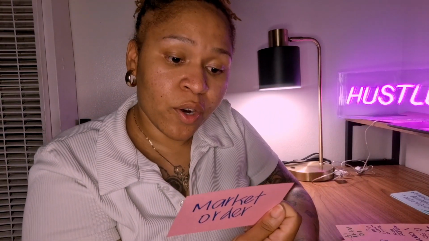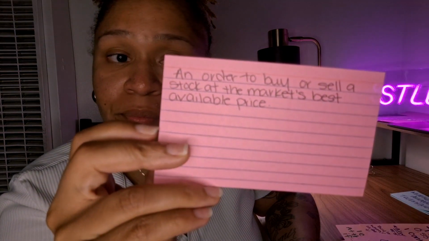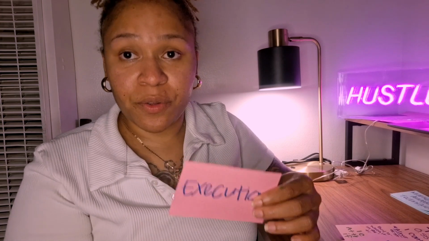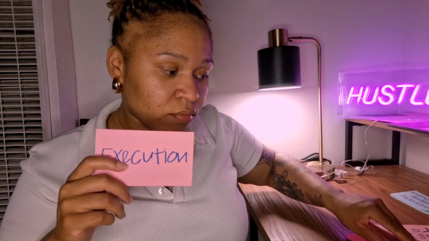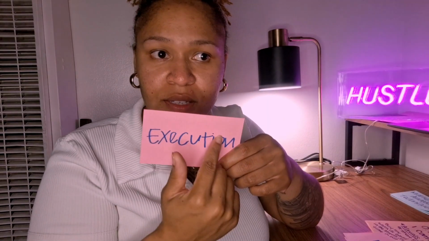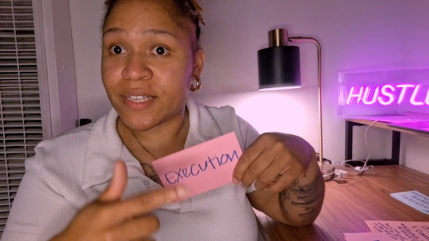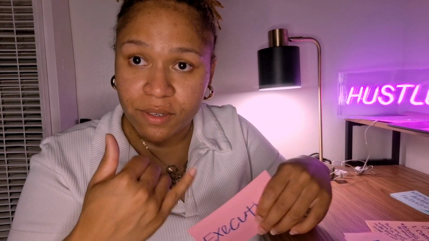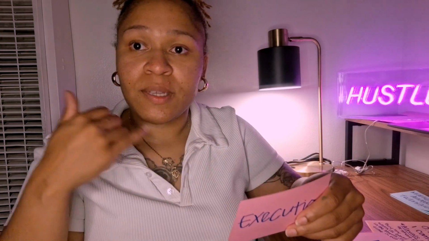Market orders. An order to buy or sell a stock at the market's best available price. Execution. When the buy or sell order gets filled. So this is like when your text message is sent out and then it says delivered, or somebody texts and you don't know if they got it yet until it says read. This is execution. So you place the order, it's going through, the phone is ringing, but when it's executed, somebody picked the phone up or they sent the voicemail. Better way to look at it.